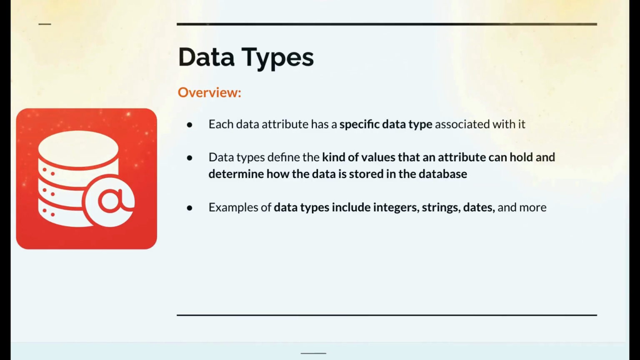Number 5. Data types. Each data attribute has a specific data type associated with it. Data types define the kind of values that an attribute can hold and determine how the data is stored in the database. Examples of data types include integers, strings, dates, and more.